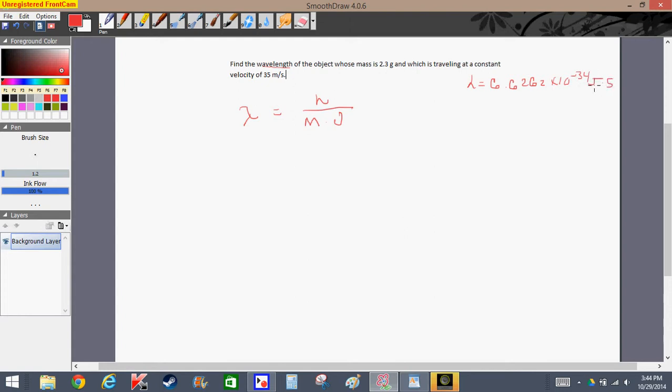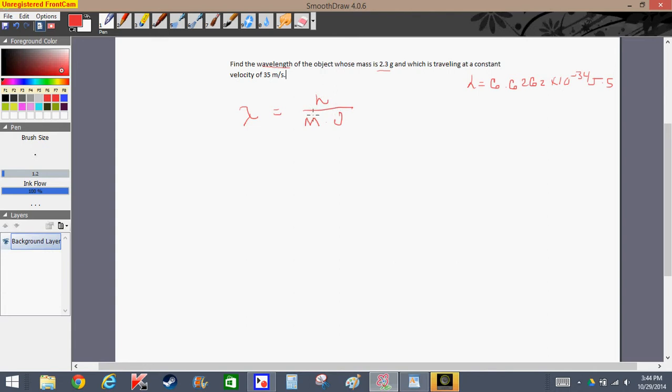So this is joules times seconds. Whenever we're given something in joules, we're going to be dealing with kilograms within this complex unit. But the only problem is that we're given the mass in grams instead of kilograms. So all we need to recognize is that whenever we're going from grams to kilograms, we're simply multiplying by 10 to the power of negative 3.